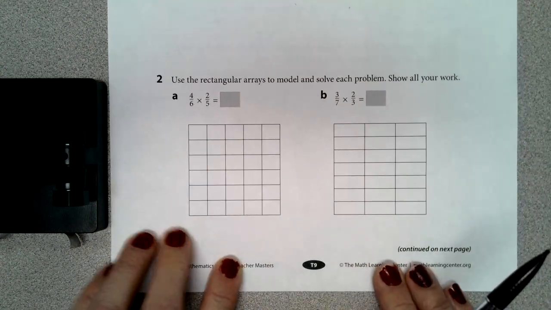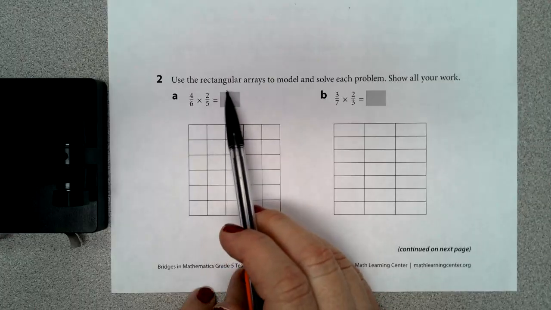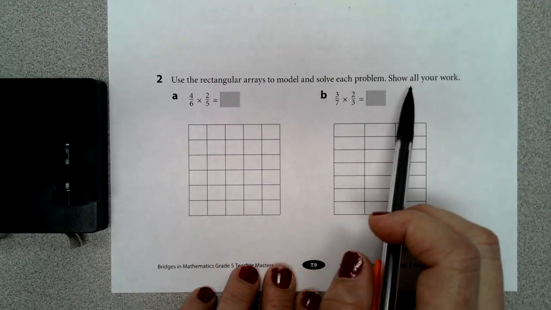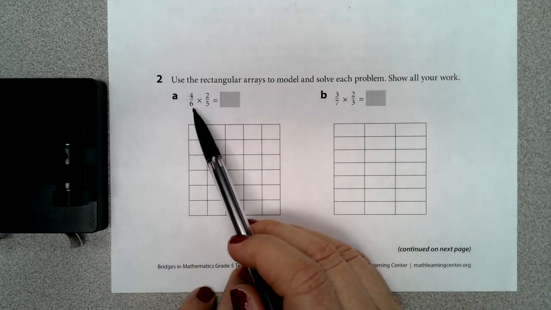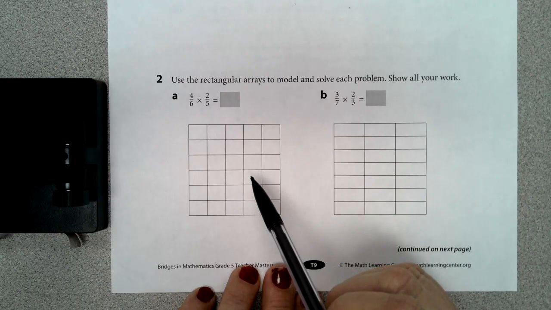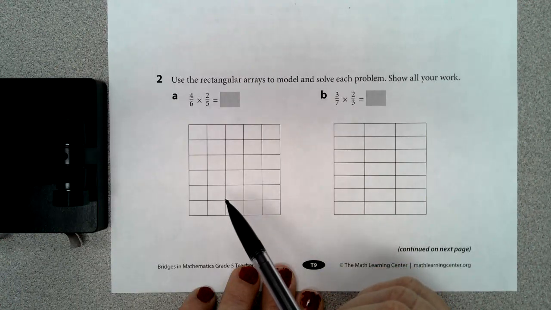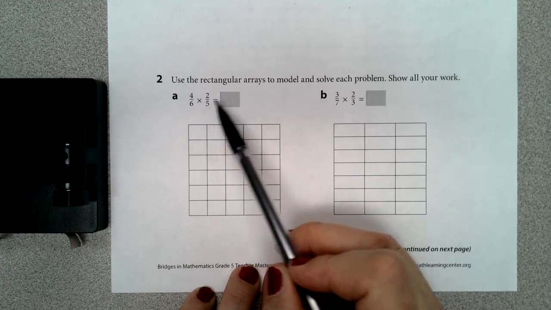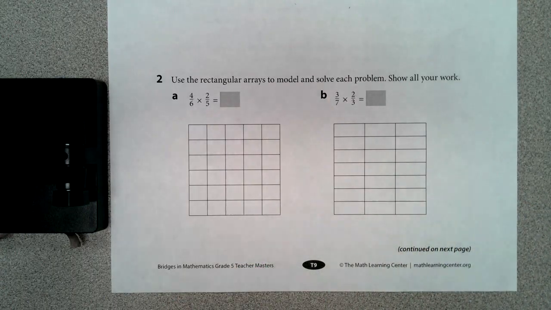Number 2, use the rectangular arrays to model and solve each problem. Show all your work. These are ones you can put in your calculator and then you can just color in the show. You may want to have 2 different colors for this. We have 4/6 times 2/5. You're going to find the answer. Let me get another color.